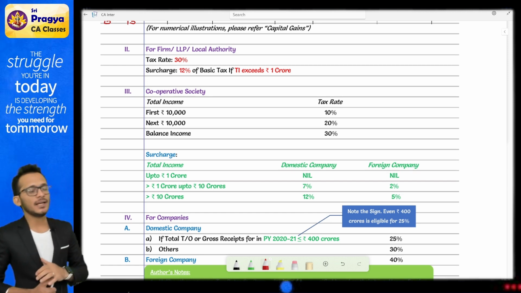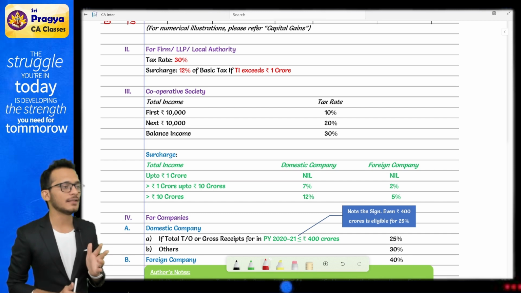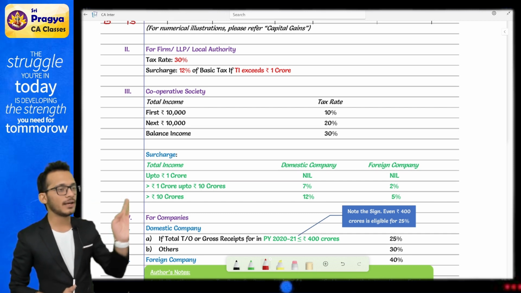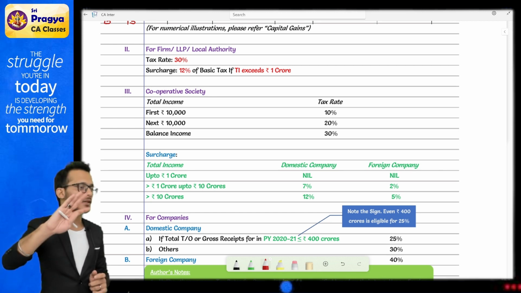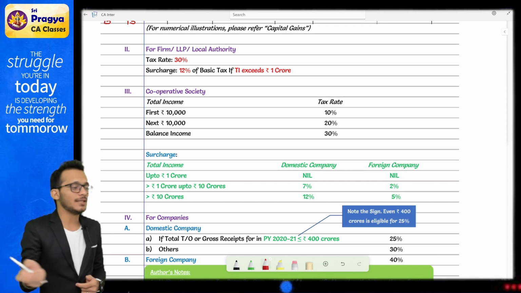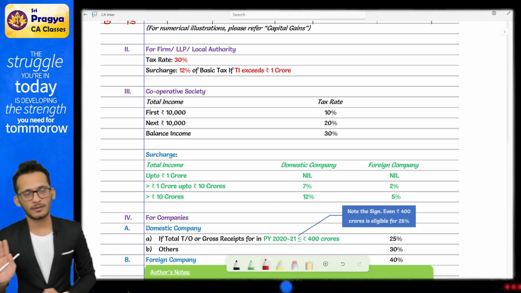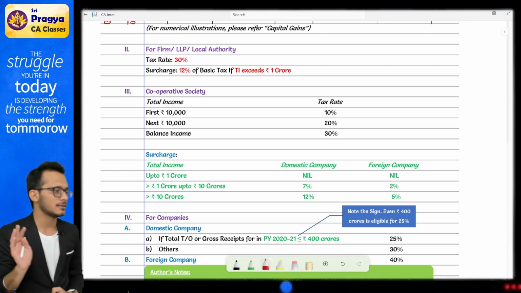If in 2021 the turnover is 400 crores, then it is 25. If not, it is 30. Please understand, I am looking at turnover, but the tax rate is on income. So if the turnover is less than 400 crores, the tax on the income will become 25. If the turnover is more than 400 crores, tax on the income will become 30. That is what the rule is. Clear? And otherwise, if you are a foreign company, then it is 40%. That's all the answer is.